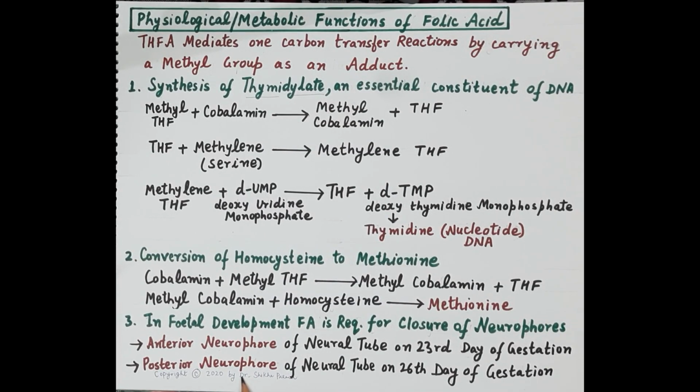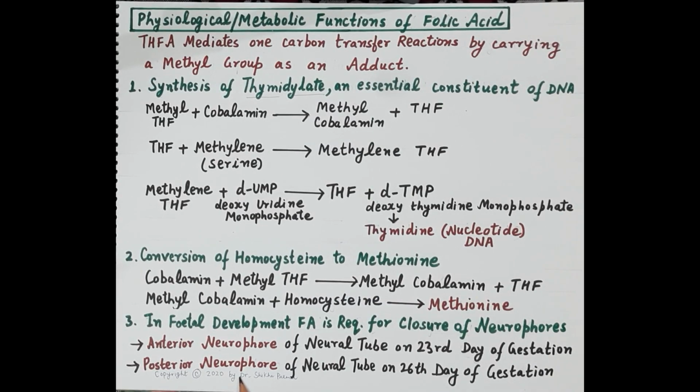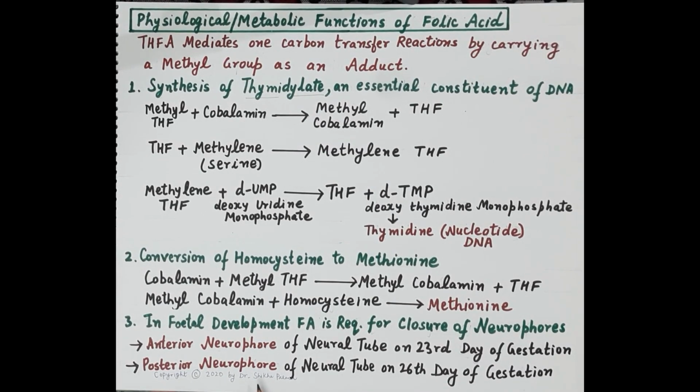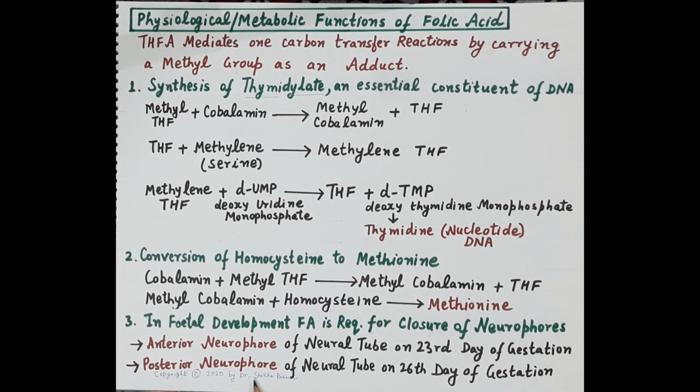And therefore, if there is deficiency of folic acid in the pregnant woman, the baby may be born with anencephaly or spina bifida. Anencephaly is the incomplete formation of the brain, whereas spina bifida is the incomplete formation of the spinal cord.